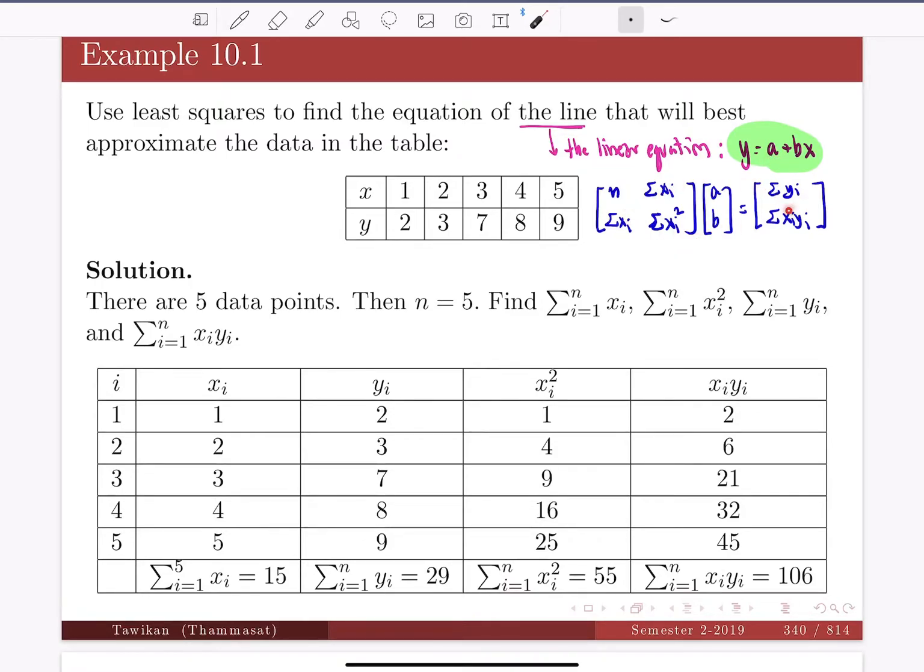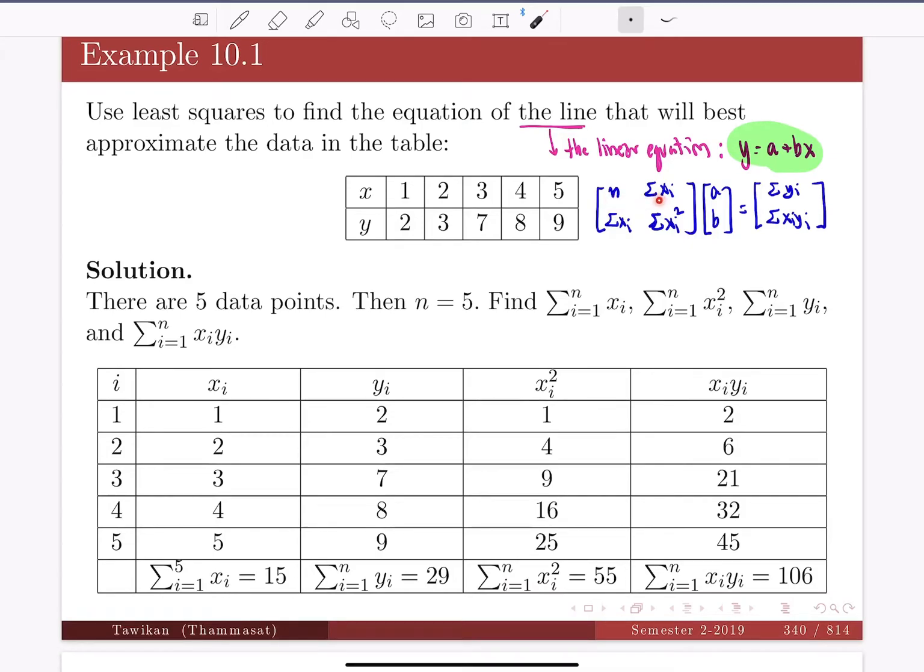If you can solve this system by using the data points given in the table, to get a and b, then you can have a linear equation or a linear function that can be used to approximate future data or even the data in the past. Okay, so those are what I need. And again, n is 5 in this case because there are 5 data points.